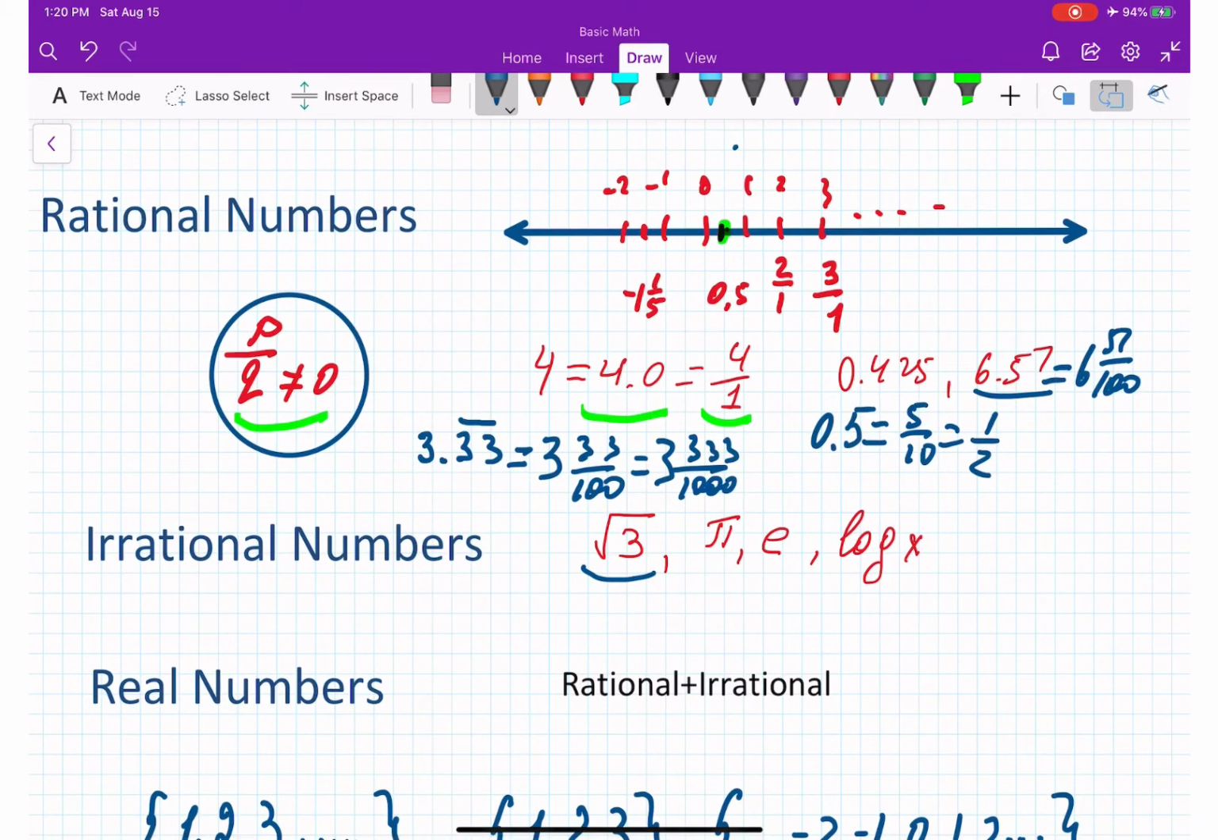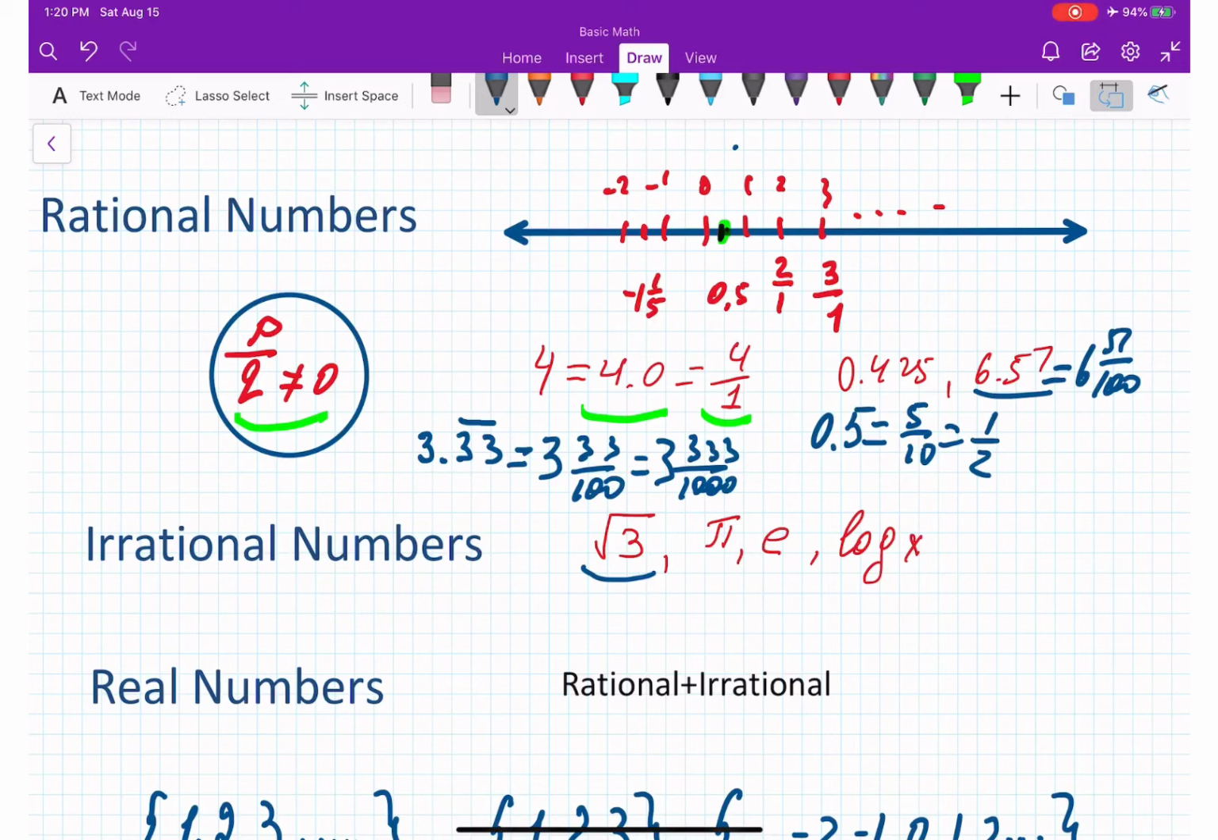Square root of 2 is 1.4... It has an entire chain of numbers that are not repeating. So when numbers keep continuing and do not repeat, that means we cannot represent them in the format of a fraction. That's what we call an irrational number.